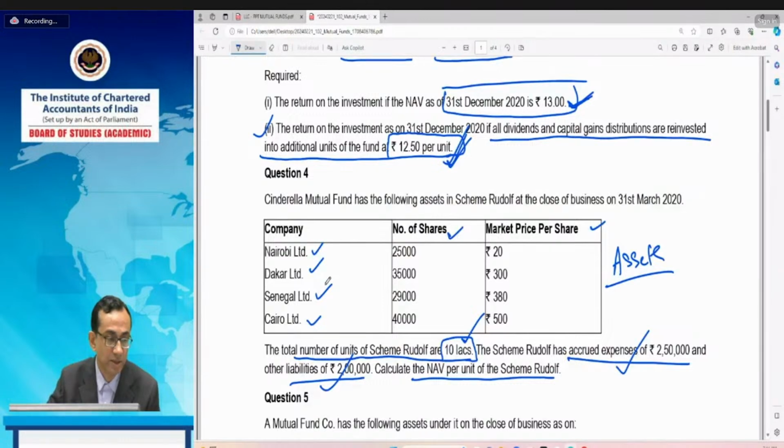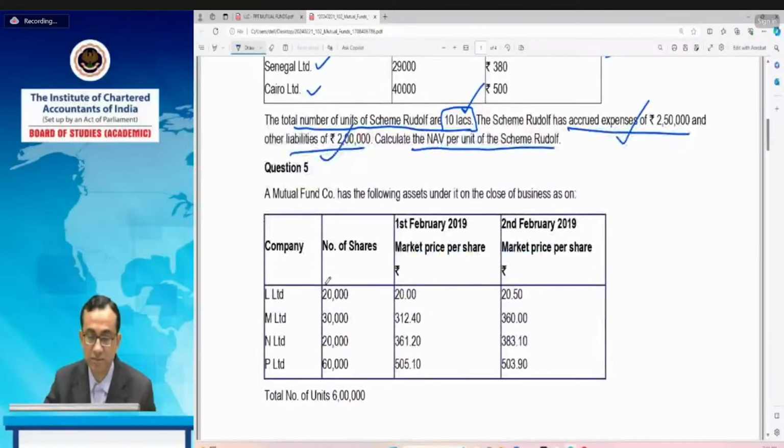Yes, it is the market cap, Ansha, which is 4 lakh. Because when we multiply the number of shares with the current market price per share, it is the market cap. Now come to question number 5.